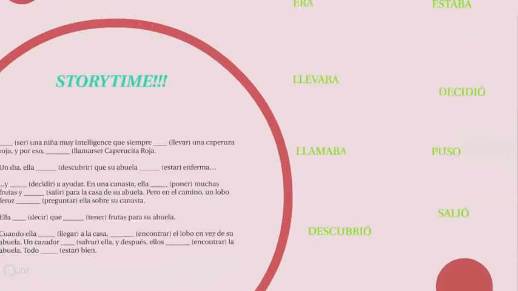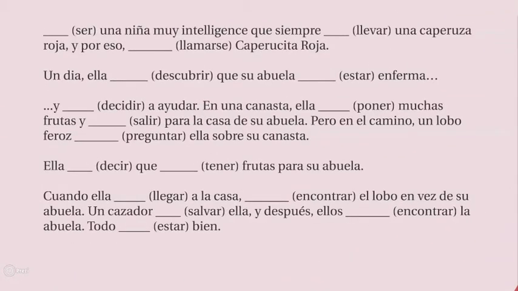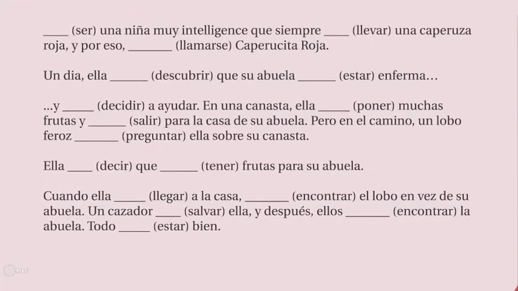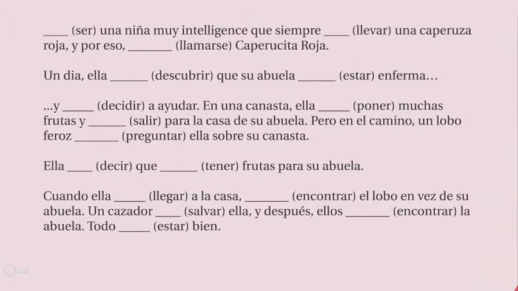Pero en el camino, un lobo feroz preguntó ella sobre su canasta. It's all action. But wait, it's getting tricky again. Ella dijo is obvious. She's saying something, which only happens once. But the next verb, tener, is more ambiguous. Basically, it's not that she has fruits once and then they're gone. She has them for an indefinite time. They're still with her even when the sentence is over. Therefore, dijo de tenía frutas para su abuela would be correct.